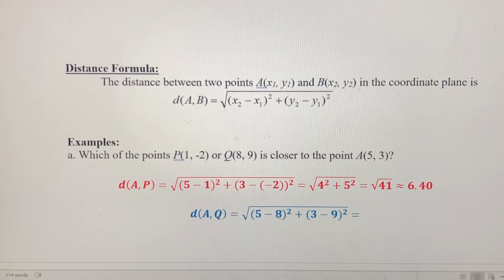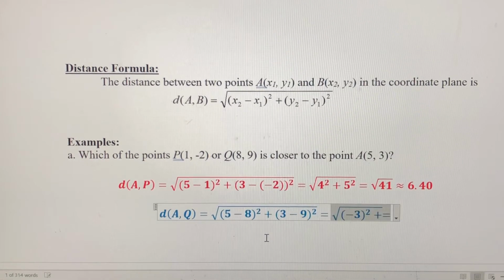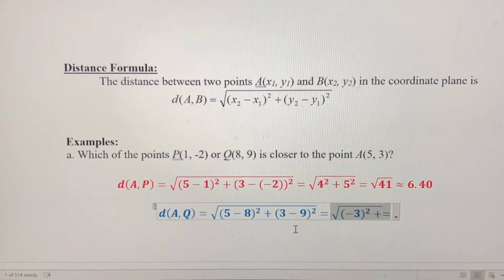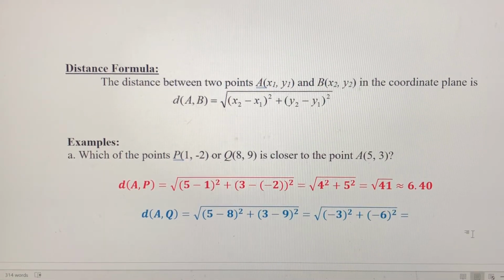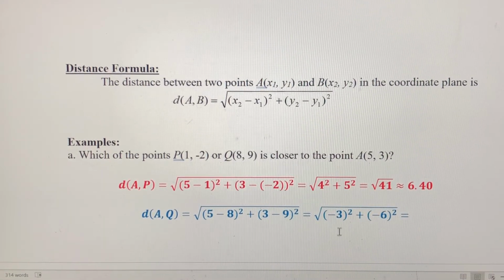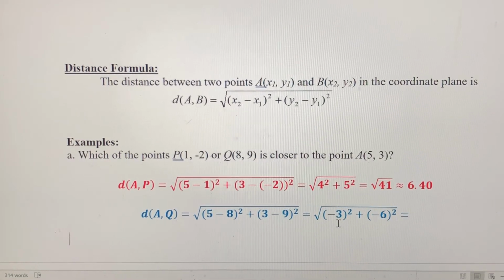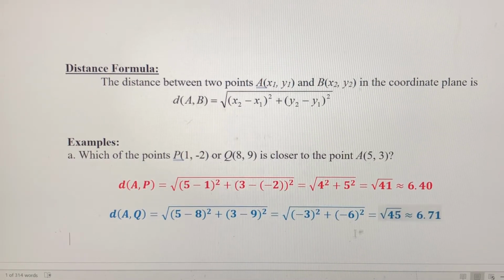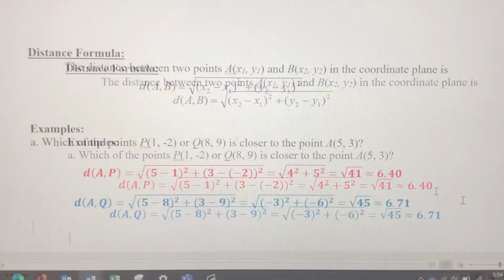Okay. So 5 minus 8 is going to give me a -3 squared. 3 minus 9 is going to give me a -6 squared. Okay. So when I square a negative, remember we're going to get a positive here, so it's going to be 9 plus 36, which is 45, okay? So you can just tell by looking at these that the square root of 41 is going to be less than the square root of 45. But again, I went ahead and converted those to decimals for you anyway.